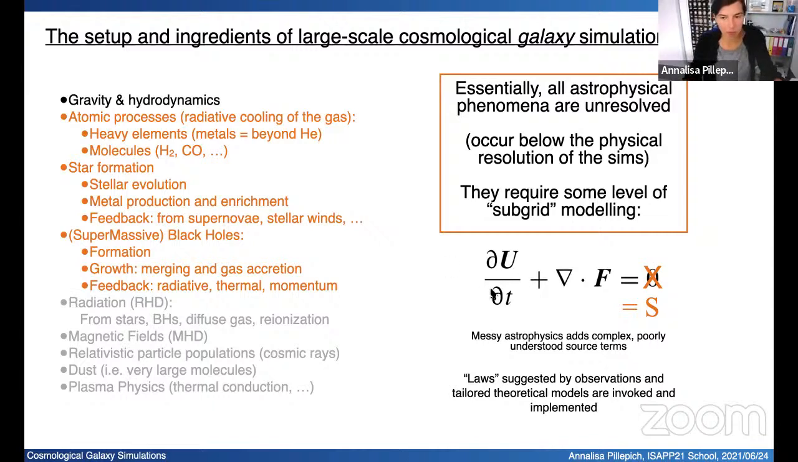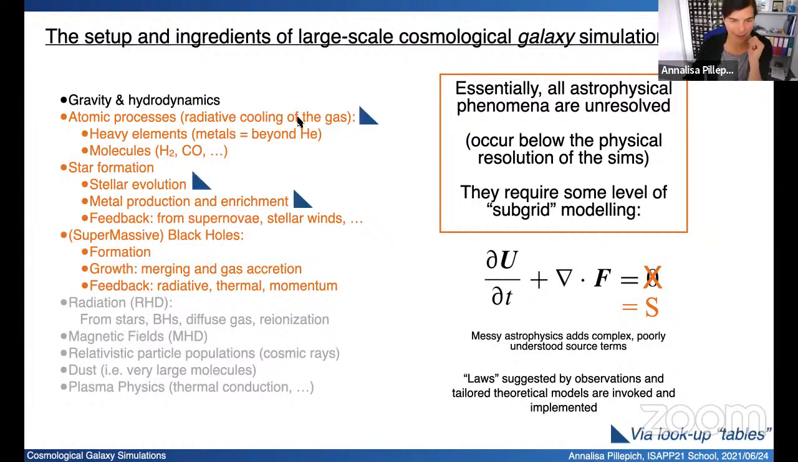So in other terms, the Euler equation written in compact form has source terms, again, not just gravity, but other source terms and cooling, that encapsulate all the messy astrophysics that adds complex and typically poorly understood phenomena. And so we include them by writing down equations which are coupled, as you can see here, to the Euler and gravity equations, by using laws that are suggested by observation or by theoretical models which are tailored to just address one particular physical problem.